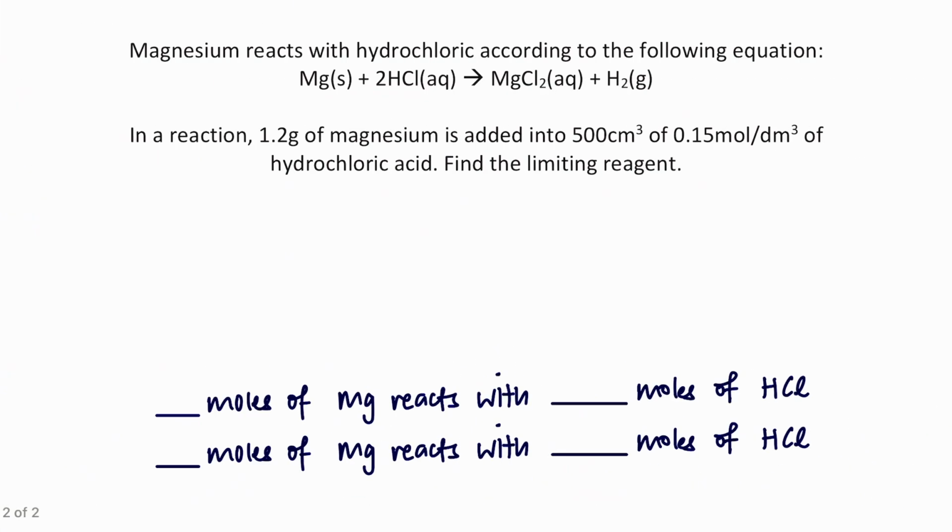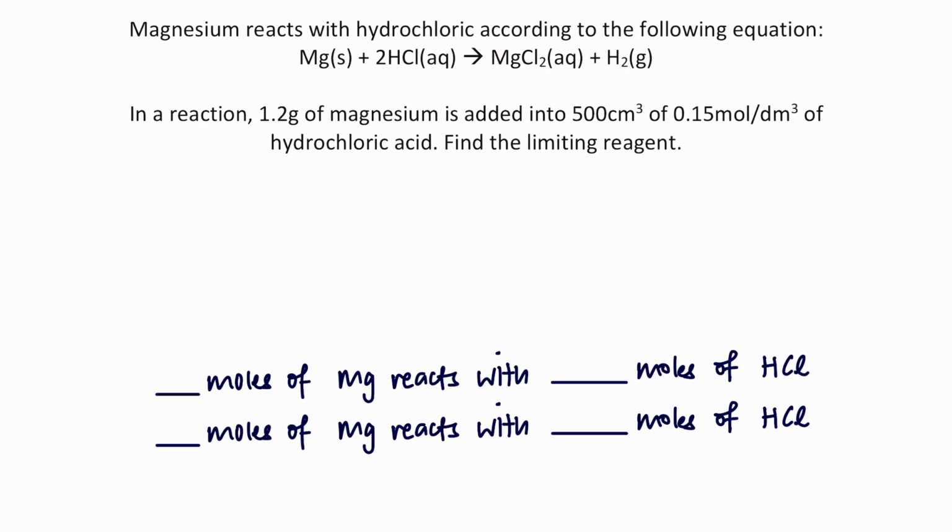So we're going to go through another example. We have magnesium and hydrochloric acid reacting according to the equation. We put in 1.2 grams of magnesium and 500 cm cube of 0.15 mole per dm cube hydrochloric acid. We're going to calculate the number of moles of magnesium. For this one we use mass over Mr, which gives us 0.05 mole.